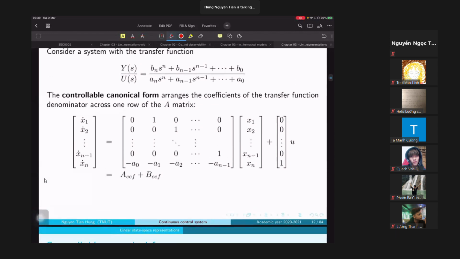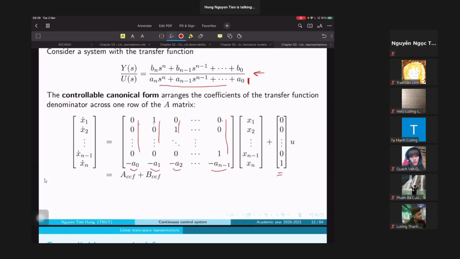Or if we got this transfer function like this, and this is a characteristic equation, and we consider the denominator here, then in the A matrix we got 0, 1, 0, 0. All of these have 0 at the first, and you see that it looks like this for the next columns. And in the last row, we got minus A naught, minus A1, minus A2, and up to this. Okay, and the B matrix like this.